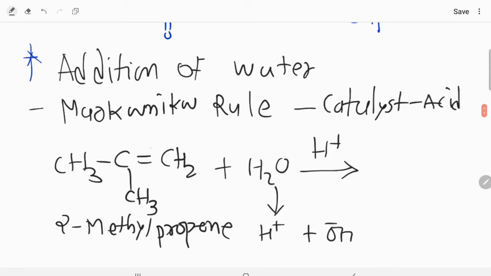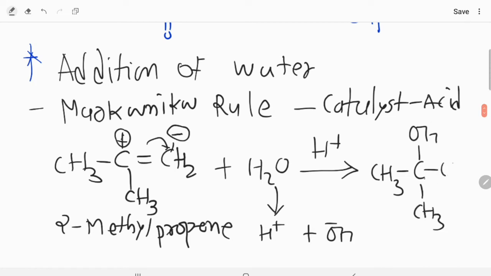Now this pi electron is shifted onto this particular carbon, so there will be generation of a plus charge here and a negative charge here. This plus charge is added here, so your answer will be CH3, C, OH, CH3, CH3. So generation of 2-methylpropan-2-ol takes place.